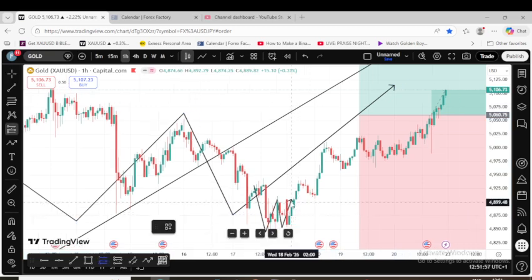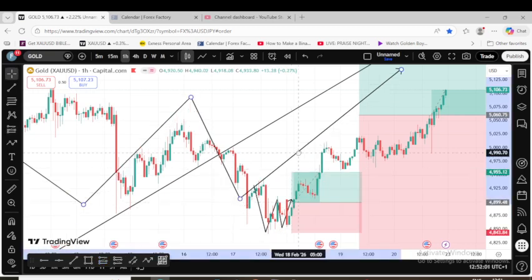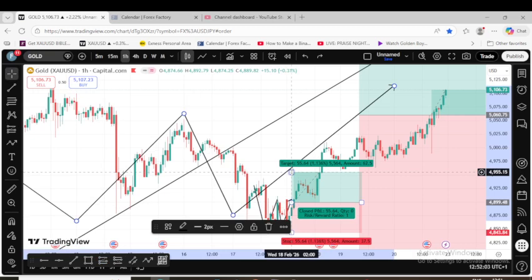It would have looked something like this. This is what the trade should have looked like then. My full target would have been somewhere like here. Anyways, let's delete that.